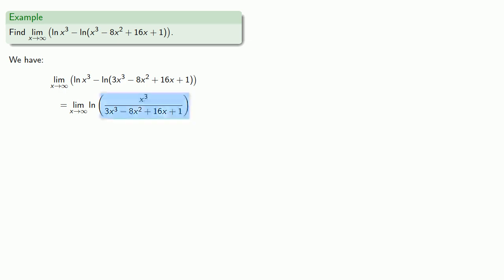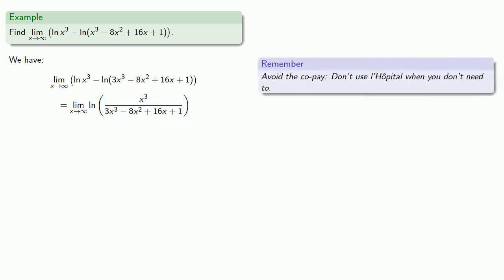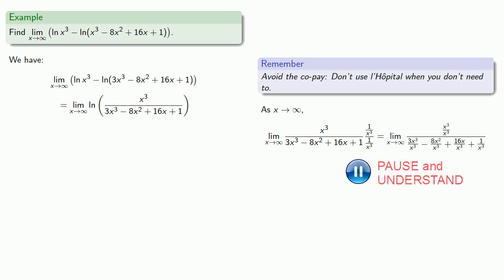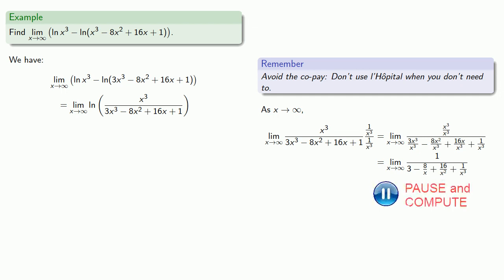So let's take a look at the limit of this rational expression. And we haven't made a L'Hopital-based pun in a little while, so avoid the copay. Don't use L'Hopital when you don't need to. And in this case, we have a straight-up rational function right out of Calculus 1, so let's go ahead and find the limit the way we would have found it in Calc 1. Divide numerator and denominator by the highest power of x in the denominator. And simplify. Take the limit. And so our limit is going to be the log of 1/3.